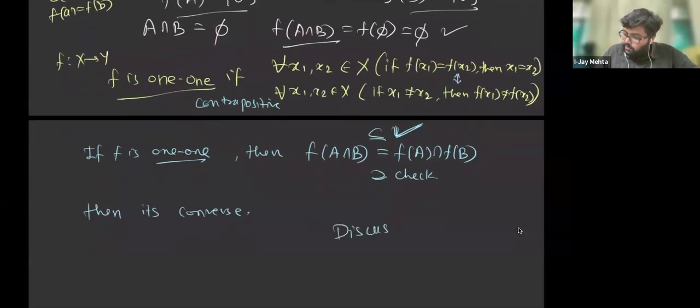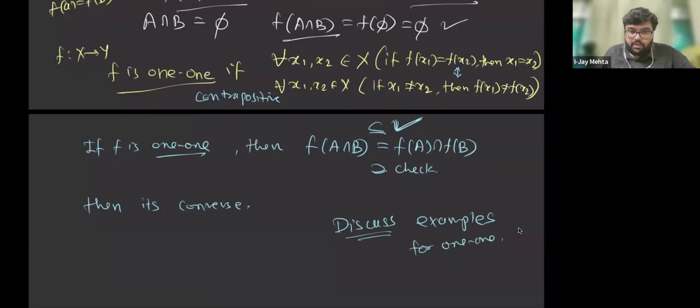Discuss examples for one-one. Whatever examples we have checked: R to R, Z to Z, M to R, 2 cross 2 matrices to real numbers. Check all those functions which are one-one.